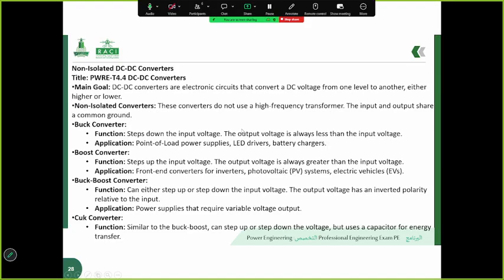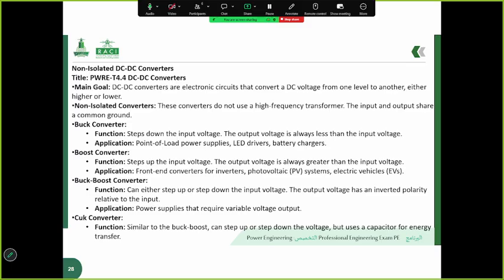Okay, non-isolated DC to DC converters are fundamental electronic circuits used to efficiently change DC voltage from one level to another without using a transformer for isolation. The primary types are the buck, boost, buck-boost, and Cuk converters. They are highly efficient and compact, making them suitable for a vast range of applications.